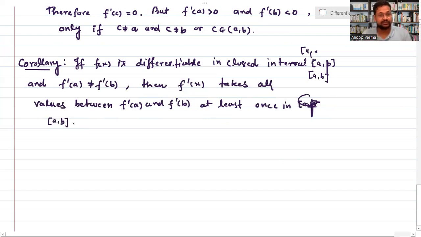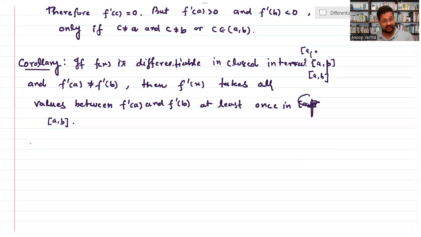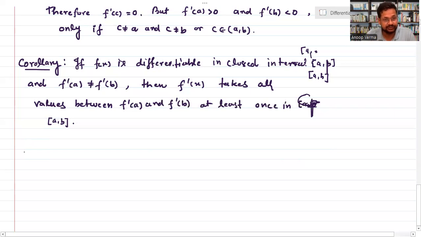OK, so it means that if the function is differentiable on the closed interval [a, b], and the endpoints have different derivative values, then f'(x) takes all values between f'(a) and f'(b) at least once in this interval (a, b). So let's prove it.